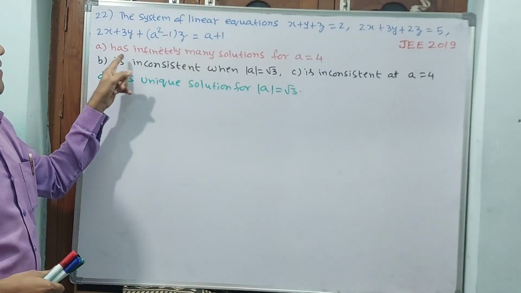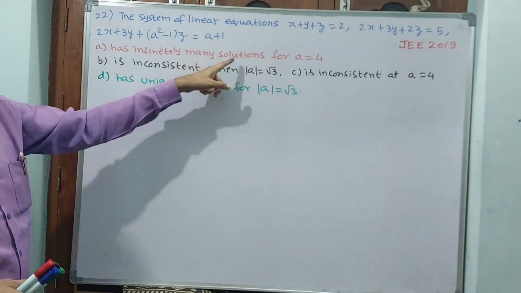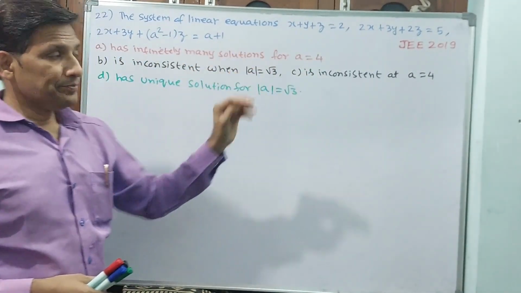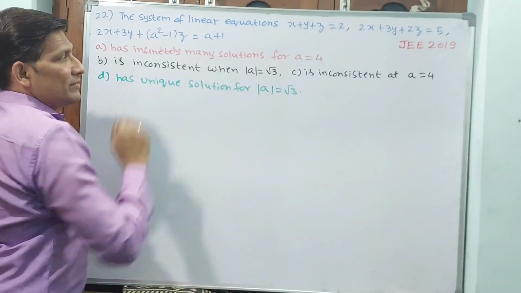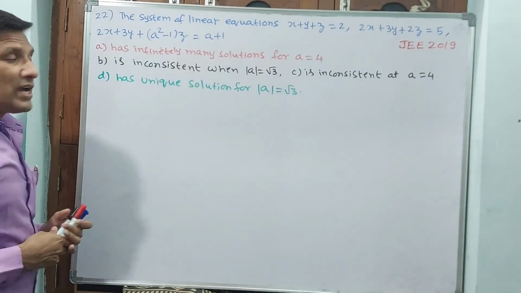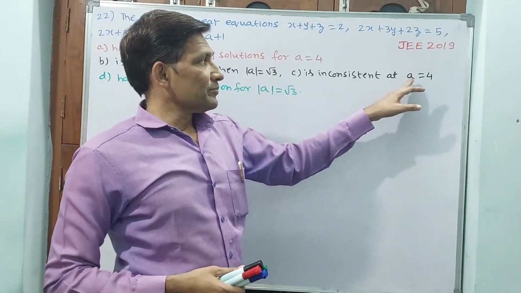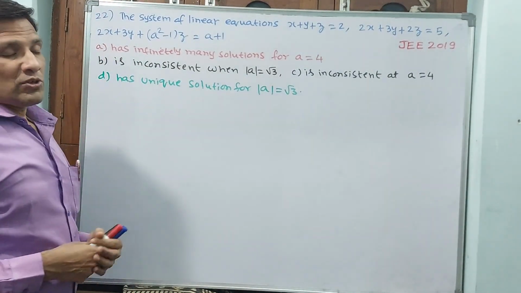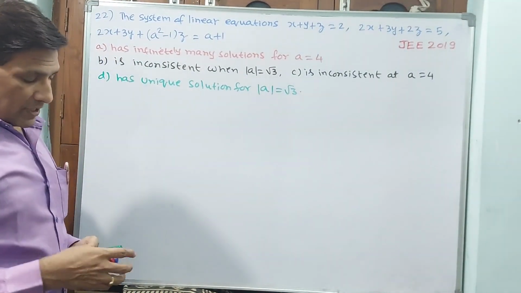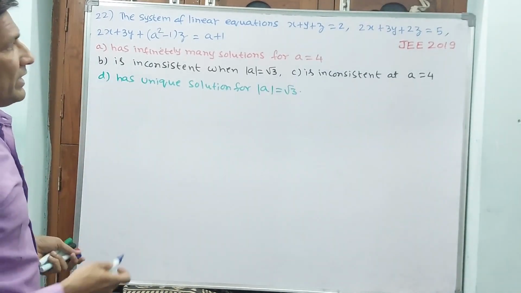You see, these three equations has infinitely many solutions for a equal to 4. Is inconsistent when modulus of a is equal to root 3, inconsistent. a equal to 4, unique solution for modulus of a is equal to root 3. Okay, see what will come under, we have to see.